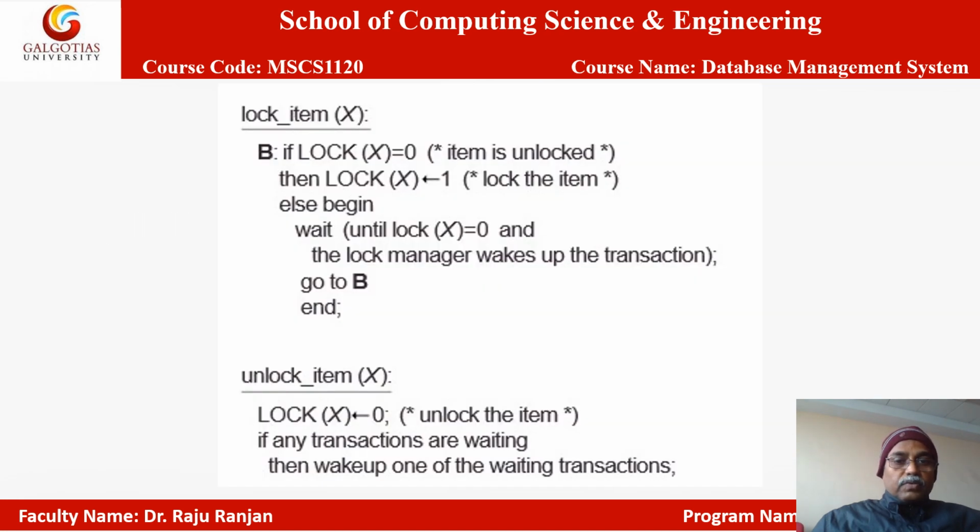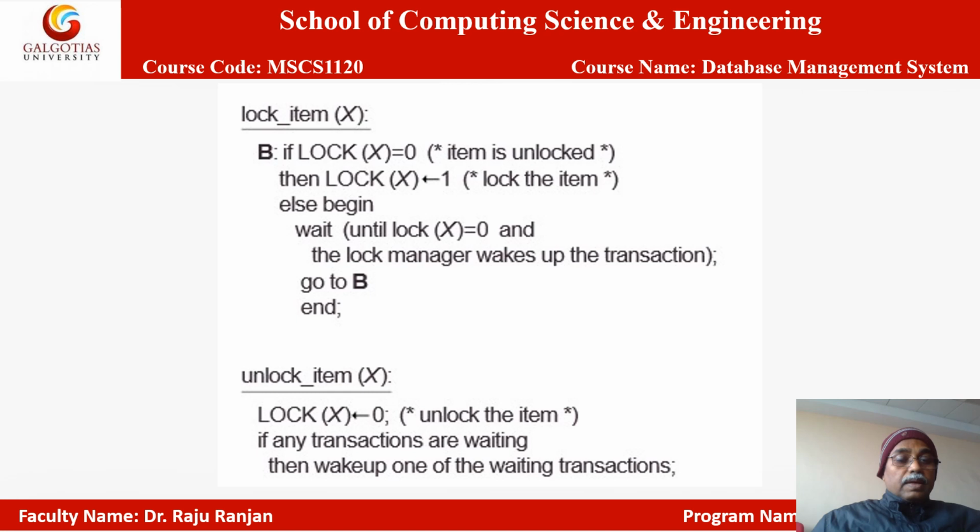If lock X is equal to 0, meaning the item is unlocked, then apply lock: assign value 1 to lock X, which means lock the item. Else, lock X value is equal to 1, so wait until lock X becomes 0 and the lock manager wakes up the transaction. Then go back to B. This is the marker. End. This is for locking.